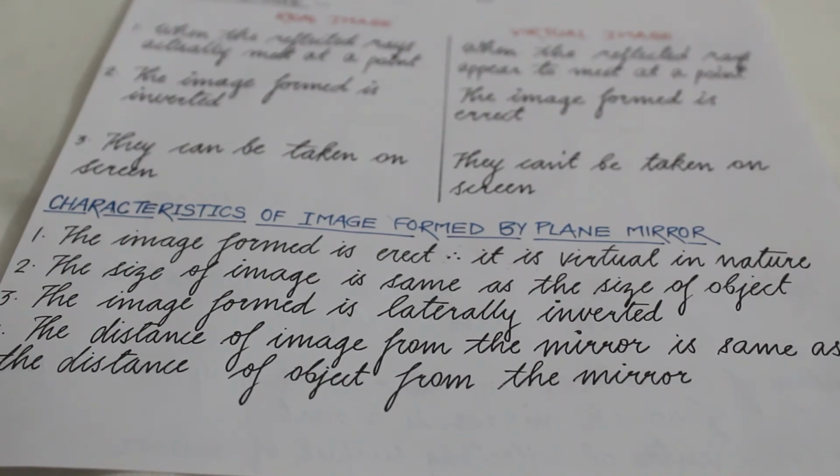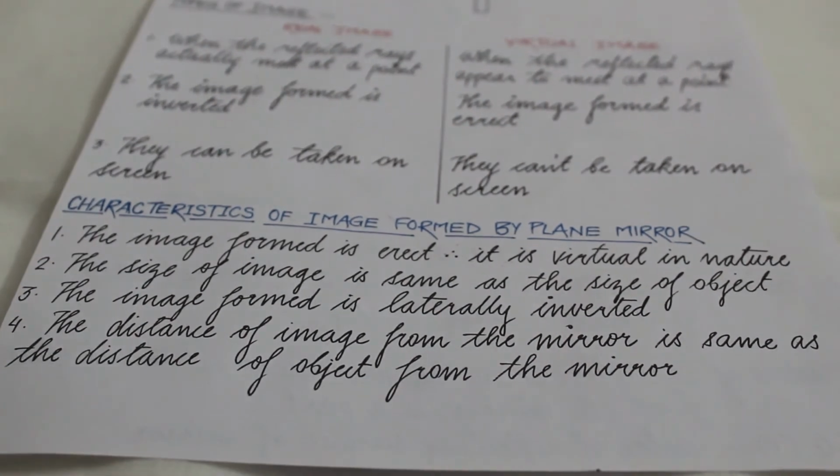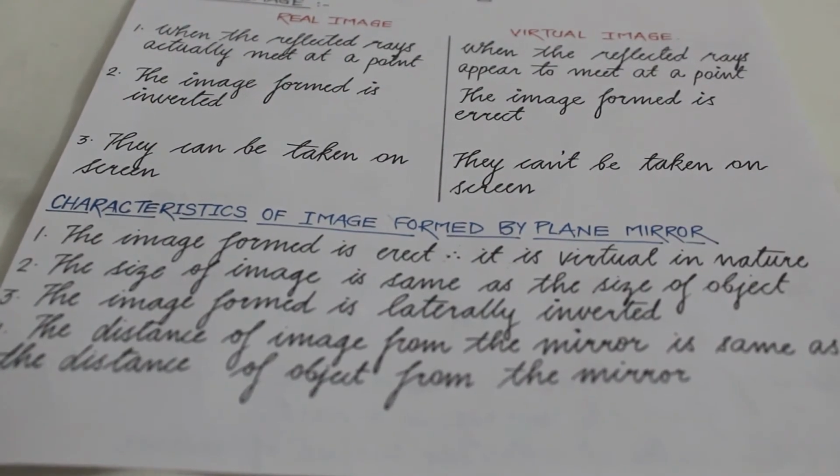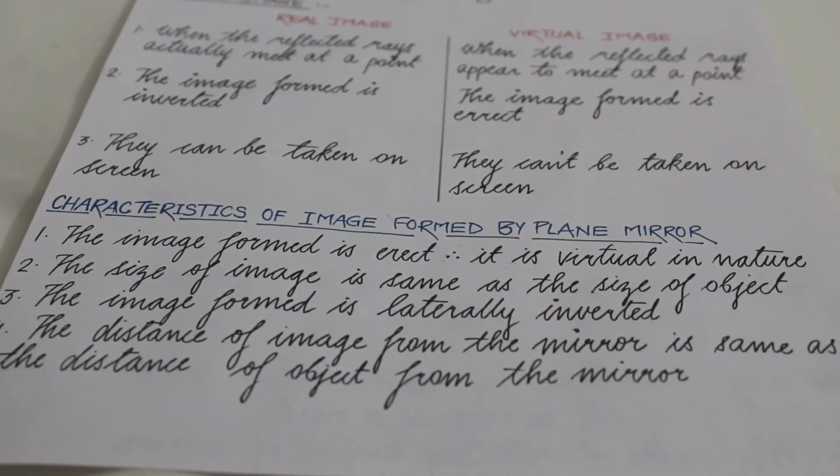Fourth, most important thing, the distance of image from the mirror is same as the distance of object from the mirror. If you are standing far away from the mirror, you would have noticed that the image is formed way behind inside the mirror, and as you start moving towards the mirror, the image also starts moving towards the mirror. It means that the distance of image from the mirror is same as the distance of object from the mirror. These are some of the characteristics of image formed by a plane mirror.